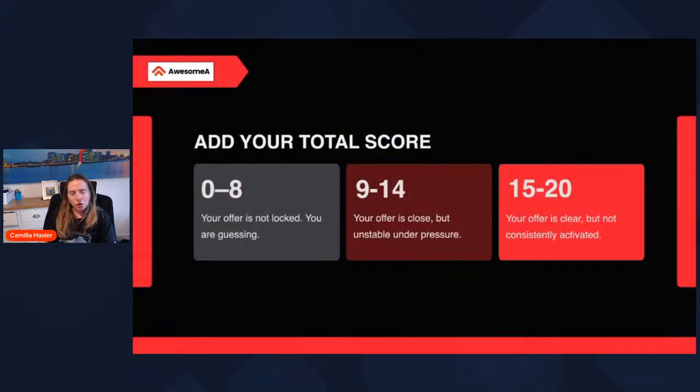And then what I want you to do is, we're trying to create a score today. So if overall you're getting between 0 and 8, then your offer is not totally locked in and you might be guessing. If you're scoring between 9 and 14, then your offer is close, but it is unstable under pressure. Why we're doing this scoring is to give you, who are tuning in live or even watching on catch up, a score so that your offer is clearer. And if you're scoring between 15 to 20, then your offer is clear, but it's not consistently activated.